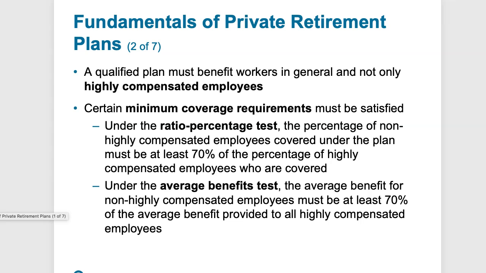So what they're looking at is the percentage of non-highly compensated employees covered under the plan must be at least 70% of the total compensated employees who are covered. Now, so they use the average benefits test. What we look at is the non-highly compensated employees, and they have to be at least 70% of the average benefit provided to all the highly compensated employees.